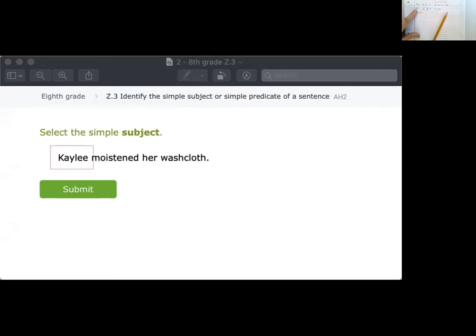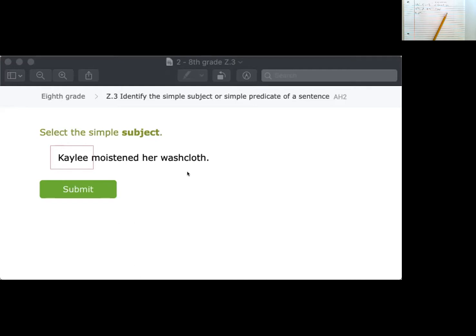Okay, so here's an example from the 8th grade one, Z.3. It says, select the simple subject. Kaylee moistened her washcloth. So you just have to put your cursor over Kaylee, and then click submit. The reason is that, in this sentence, we have 2 nouns. We have Kaylee and we have washcloth, and then we have a pronoun, which is the word her, which we know that pronouns reference a noun. Okay, so we really have 3 nouns technically.